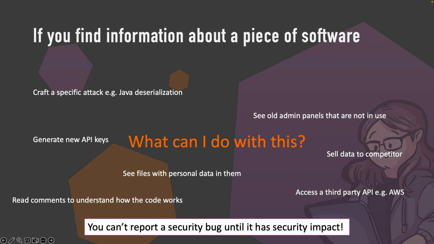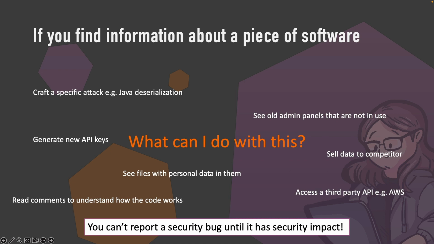You might be able to see old admin panels that are not in use because you've got a generic, let's say they're using cpanel, in which case you can go to cpanel.domain name and then look at that. You might be able to sell data to a competitor if they have some kind of arbitrary file read. You might be able to use that in order to access data. And the final one is access a third party. With cloud security, this by far is one of the most common vulnerabilities, right? Being able to access AWS, huge, right? That can cost a company thousands of dollars in literally minutes.